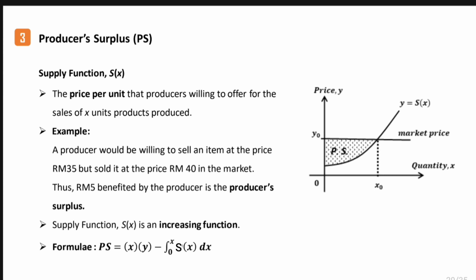Usually, the question uses the function S(x) in positive quadratic or S(x) equals positive linear. And the formula for producer surplus: we use the point x times y minus the integral from 0 to x of S(x) dx. And this one is a diagram for producer surplus. We use the supply function S(x) and this region is the producer surplus.